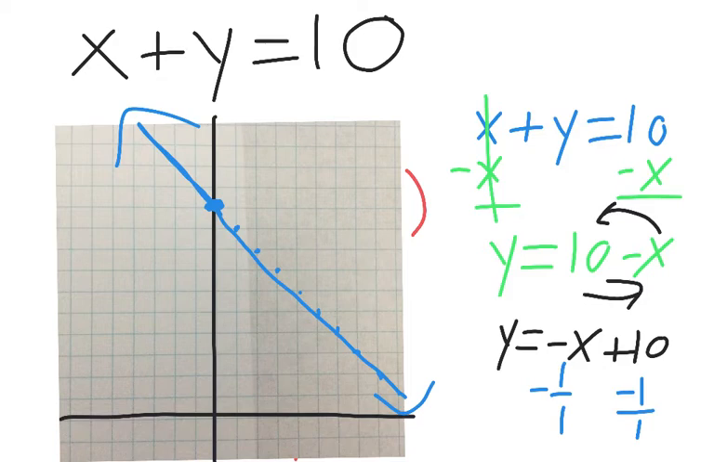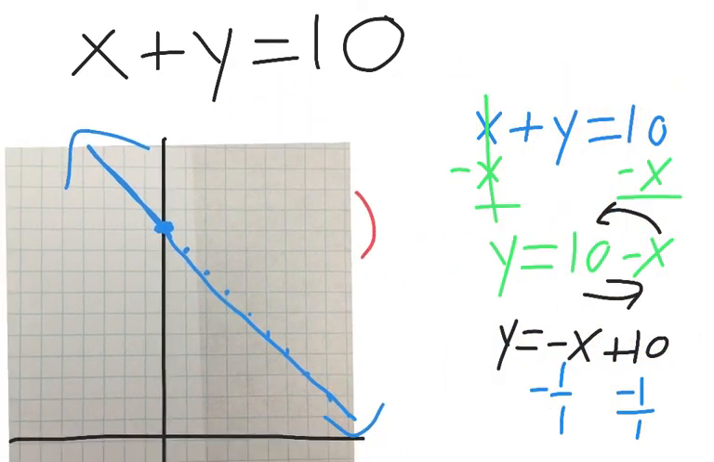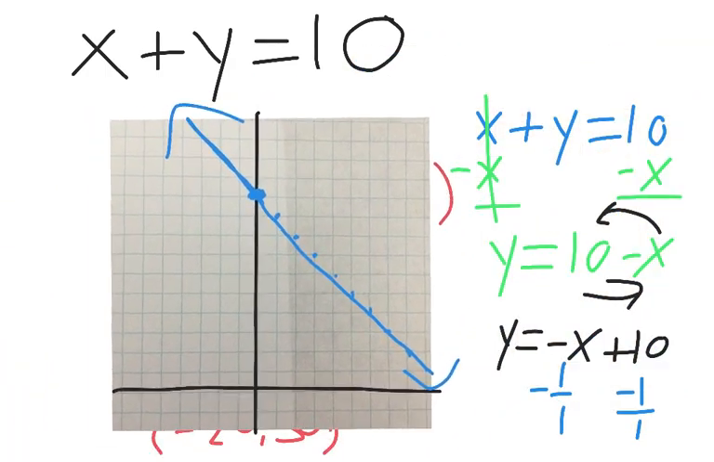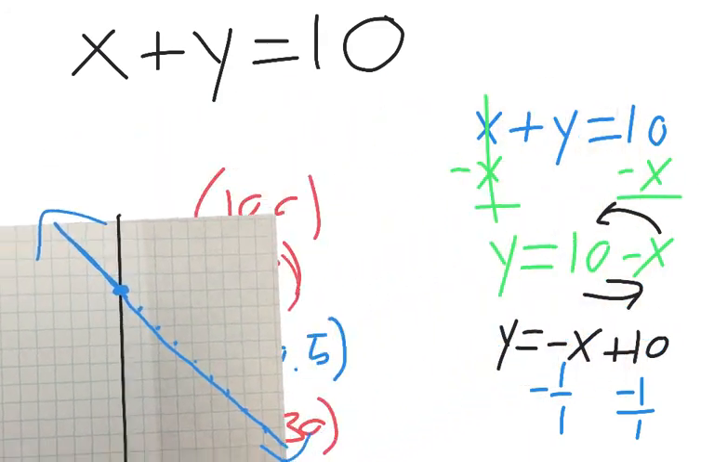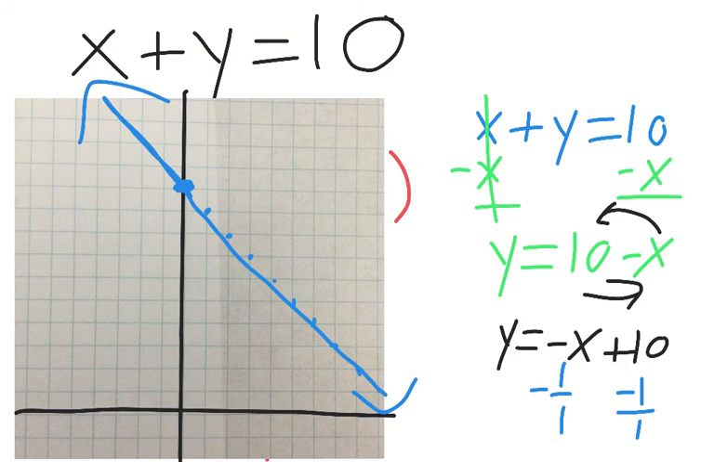What does this line represent? The solutions. Do you remember all those ordered pairs that we wrote down that I've got hidden? Here's a few of them. We said 10, 0 should have been an answer. So let's see if I go 1, 2, 3, 4, 5, 6, 7, 8, 9, 10, 0. That point is on this line.